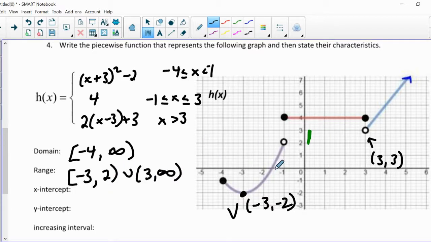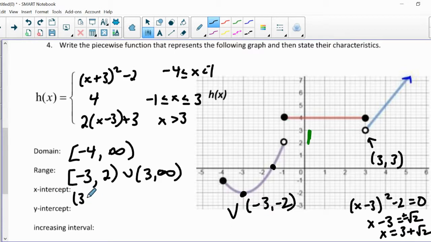The x-intercept, once again, I'm going to have to solve this parabola and only take the right side. So I have (x minus 3) squared minus 2 equals 0. Set y equal to 0, add 2, take the square root. I get x minus 3 equals the square root of 2, plus or minus. But I'm only going to take the positive side because it's the right side of the parabola. Then add 3, so x equals 3 plus root 2. So I have 3 plus root 2, comma 0. The y-intercept is at 4.